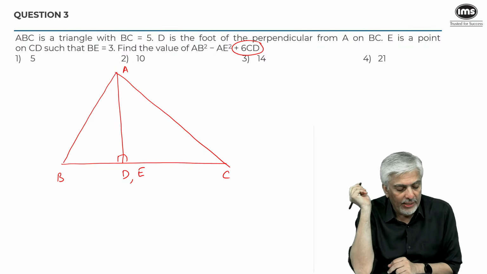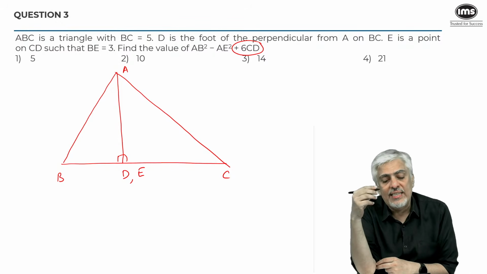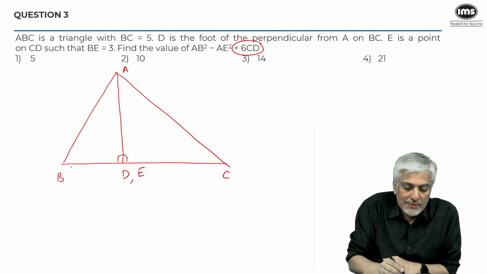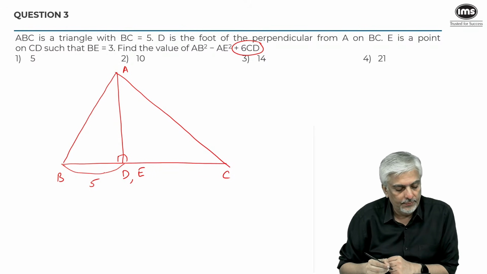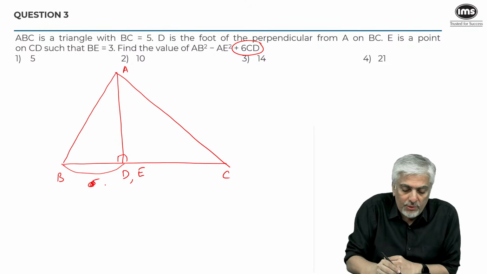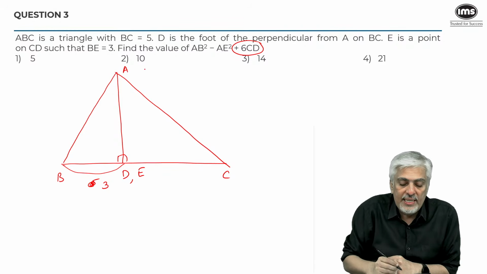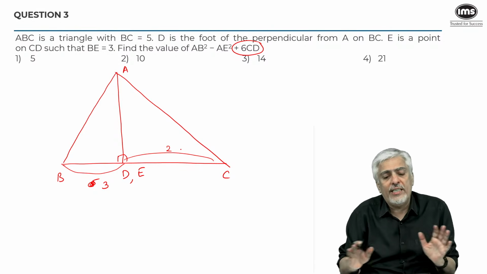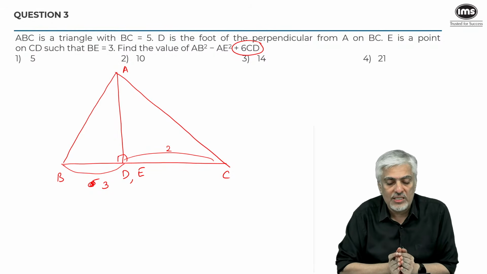Let's make a completely new diagram where D and E are the same points. If D and E are the same points, that means BD or BE, whatever you want to call it, that itself is 3, because they told us BE is 3, and this part becomes 2. No need of a variable. Now solve it. Let's see what they have asked for.